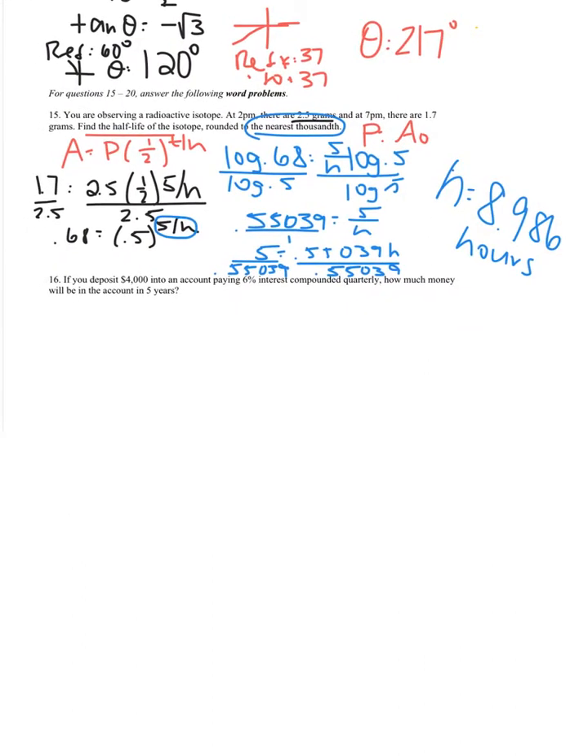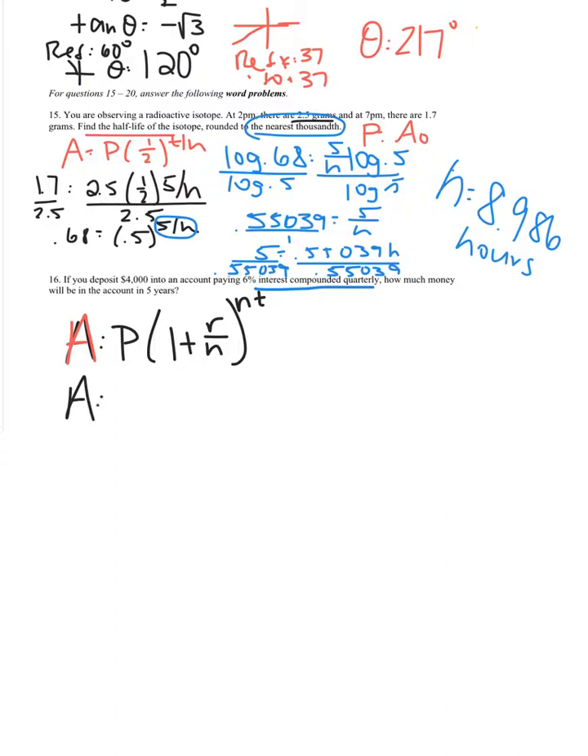So now for 16. Interest compounded quarterly, so that's not compounded continuously, so you are not using PERT. This one is A equals P times 1 plus the rate over how many times it's being compounded. So how much money will be in the account in 5 years? That means that you are actually looking for A. So A is what you're looking for.